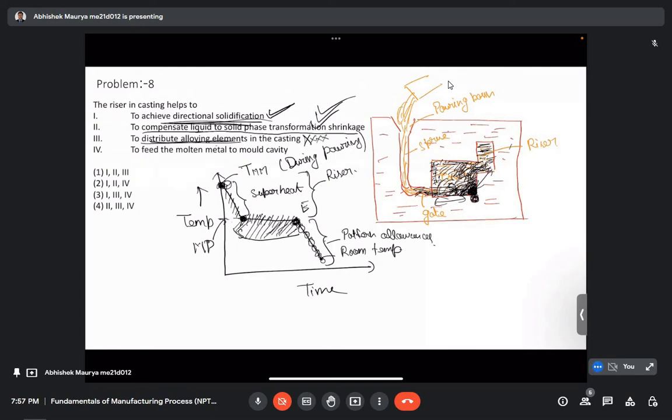The fourth one is to fill the molten metal into the mold cavity. Yes, in fact another name of riser is feeder, because it feeds the molten metal to the cavity during the solidification process. Therefore it is also known as the feeder. So the fourth option is also correct. So for this question, statement 1, statement 2 and statement 4 are correct. Statement 1, statement 2, statement 4, okay. This one is the correct answer for this question.